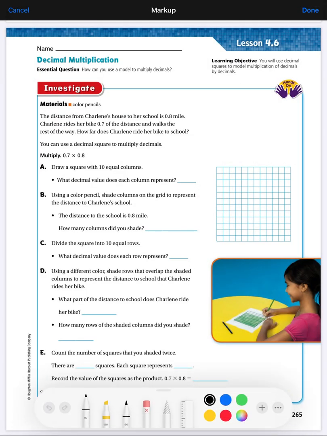Hi everybody, today we're going to be working on lesson 4.6 in our Go Math materials. So this is page 265 through 270 in our Go Math materials. We're going to be starting on page 265, working through a few of these problems.